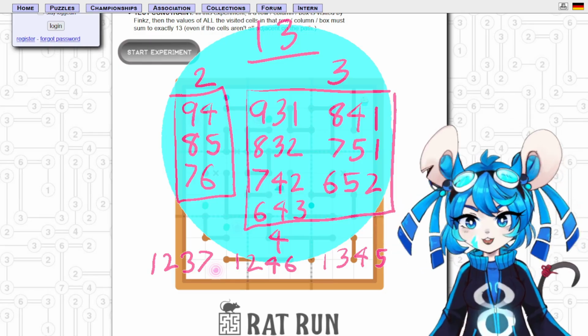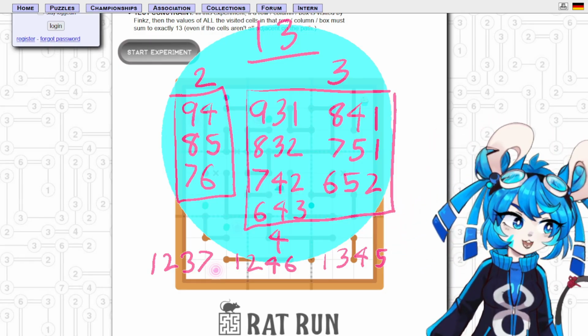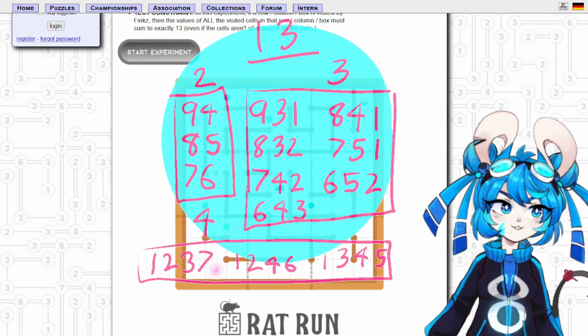Oh, I drew this all in the background layer. Oh, I'm an idiot. Whatever, that's fine.